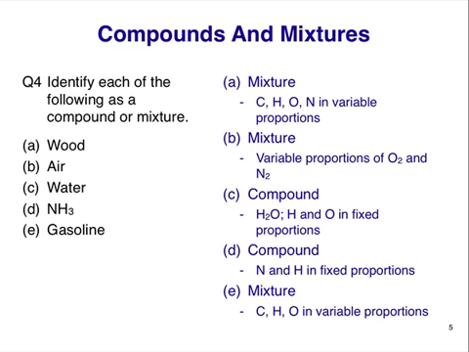Gasoline is a mixture. Although gasoline is mostly carbon, hydrogen, and oxygen atoms, its composition is variable. Not all gasoline is the same. You can buy different grades of gasoline, 87, 89, or 91 octane, for example, each one of which has a slightly different composition. Gasoline must be a mixture.